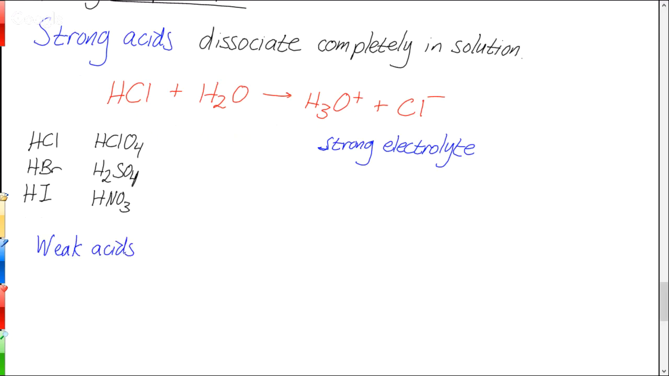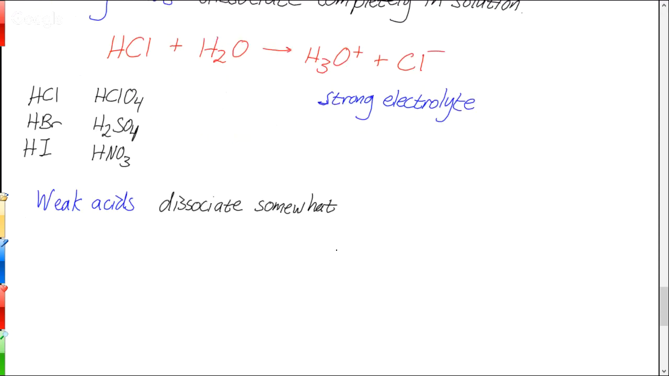So weak acids dissociate, we might say, somewhat. An example of that would be HF, hydrofluoric acid. The reaction kind of looks the same. I'm going to leave the arrows out for a second. We'll put them in a minute. So HF can break up. The H plus can go with the water. The F can end up by itself.